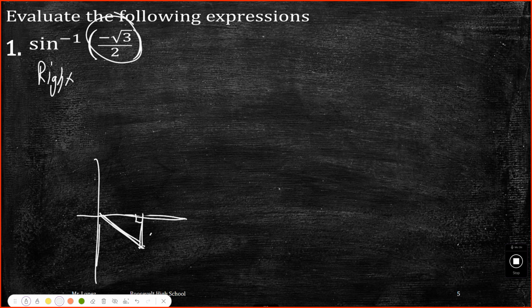Right angle. So what's the definition of sine? Opposite over the hypotenuse. So this is going to be O over H, where opposite is going to be negative root 3, and hypotenuse is 2. So what is this angle? Opposite of 60 is root 3. So this has to be 60. This is 60 degrees.